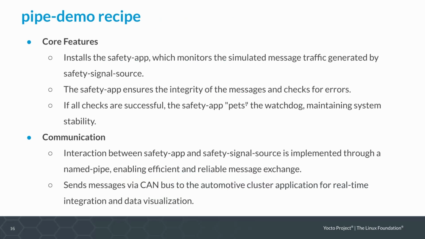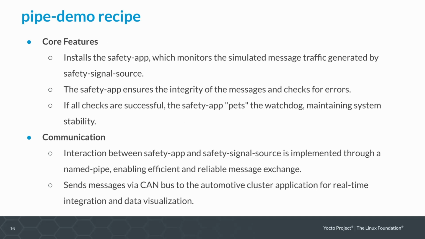Another feature here, talking again about the pipe demo recipes: they install the safety app. You're going to see this piece will monitor the application and the watchdog, and we have this safe signal source, which creates the mock signals for us. And we also have an application that we run on the command line that will trigger a message with errors, so we can trigger the safe state of the application.